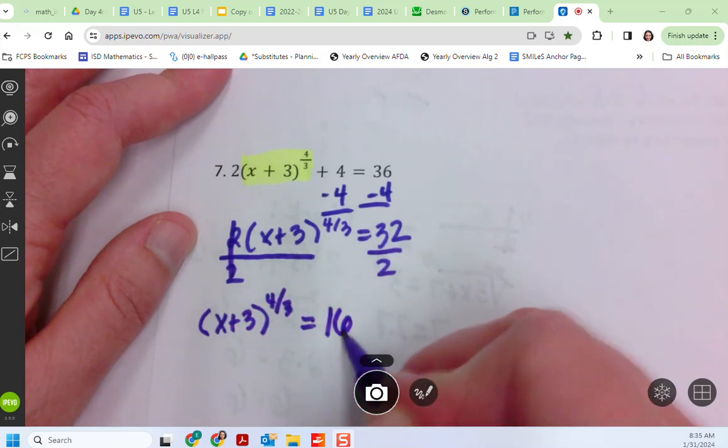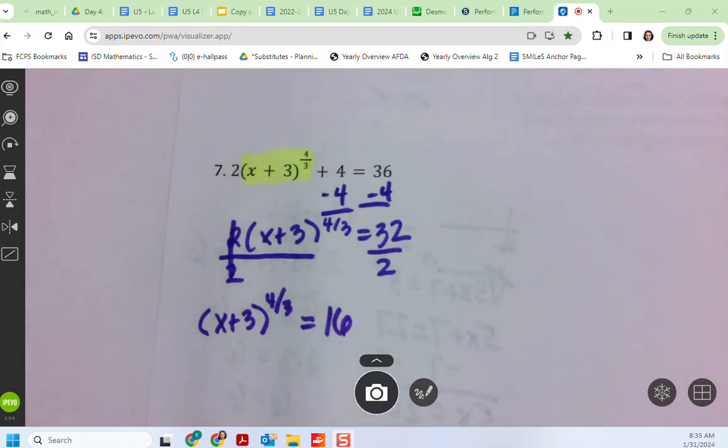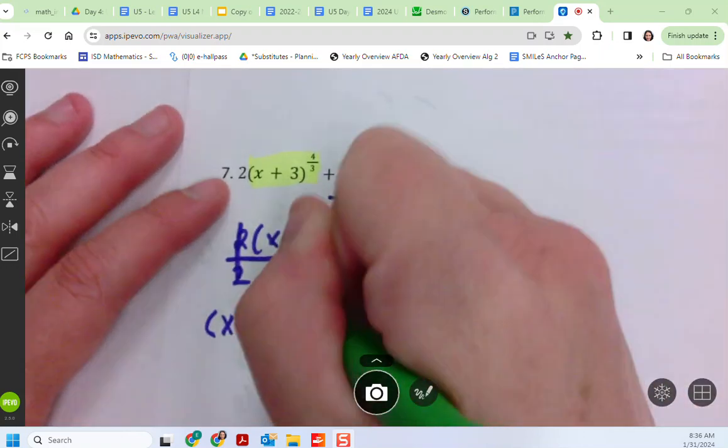Okay. So subtract the 4, divide the 2, and now we have the part with a fraction exponent all by itself. And then I need to raise each side to the reciprocal. So we're going to take that 4/3, flip it upside down, and it's 3/4. So that's what I'm going to put on both sides. It's an exponent, remember. 3/4 is my exponent.